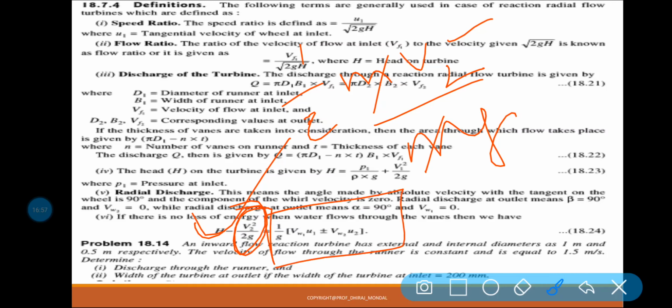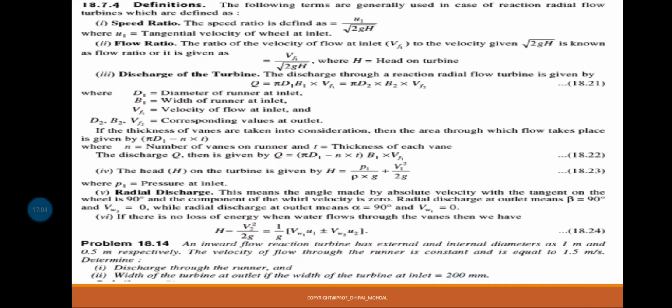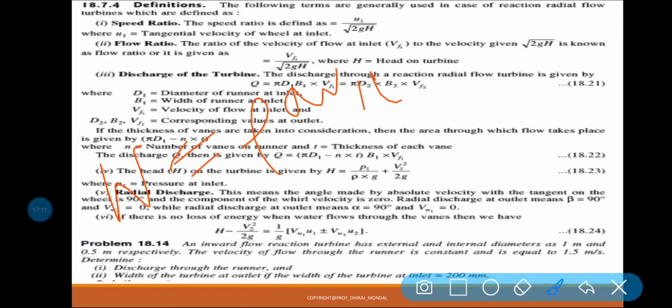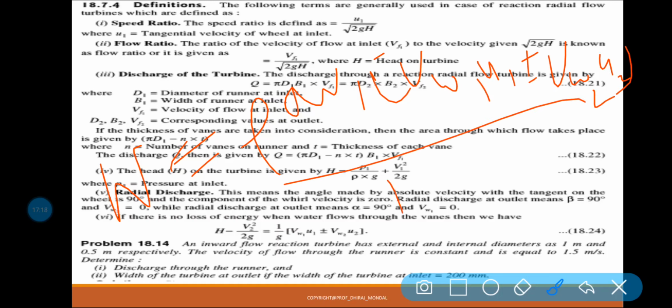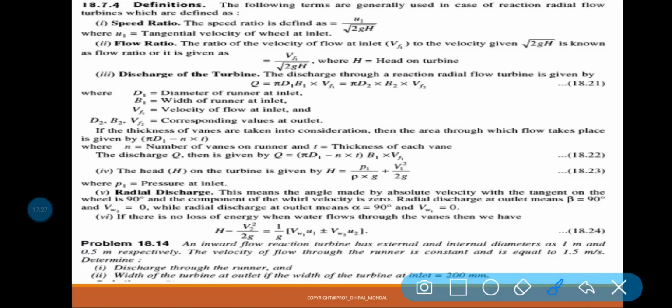And you know that work done is equal to what? Work done per second is rho Q Vw1 u1 plus minus Vw2 u2, that is rho a V1 Vw1 u1 plus minus Vw2 u2, that we know. But if I consider per unit weight, then m cancels out, so 1 by g (Vw1 u1 plus minus Vw2 u2). Now this equation 18.14 problem is given to you, this is your homework.